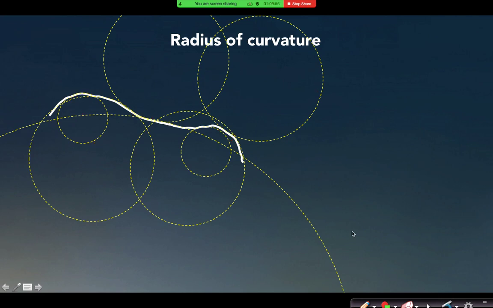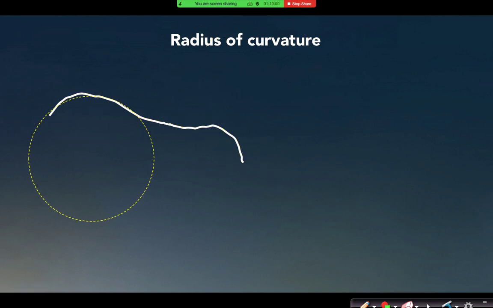How do I find the radius of curvature? Let us now delete all the circles and concentrate on this one only. You can see that this small path is a part of this circle. So I have to find the radius of that circle, but I do not have any information on the path. I have only information on the motion of the particle. So how can I find the radius of curvature from the motion of the particle?